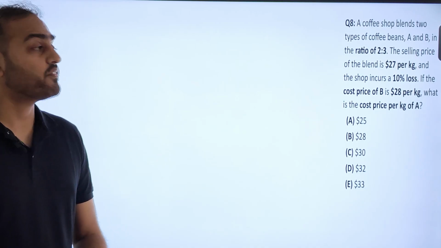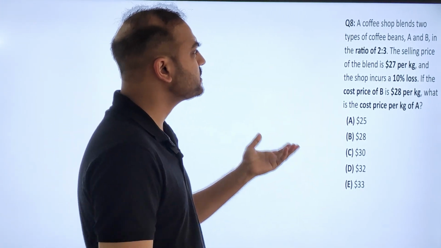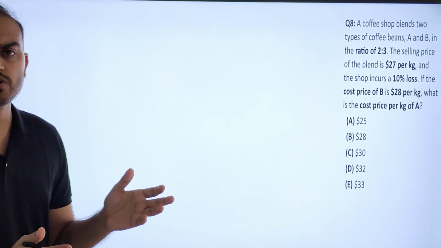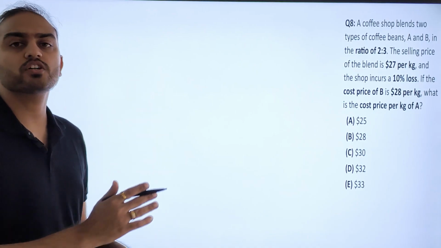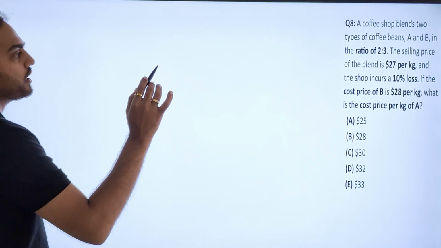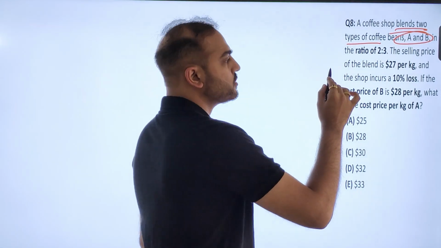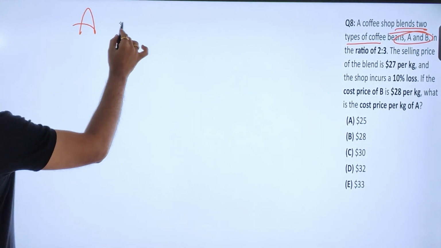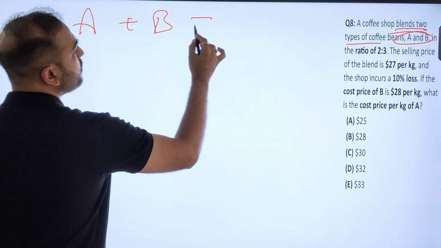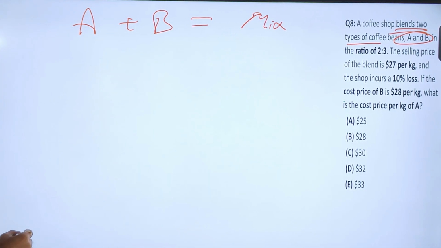Alright, this is a very interesting question. If you see, we have selling price, we have loss percentage, we have cost price, we are mixing beans in some ratios, a lot of different variables. Again, do not worry, just focus on making your table. First things first, what are we mixing? Two types of coffee blends. So we are mixing coffee blend A with B to give us the mixture.